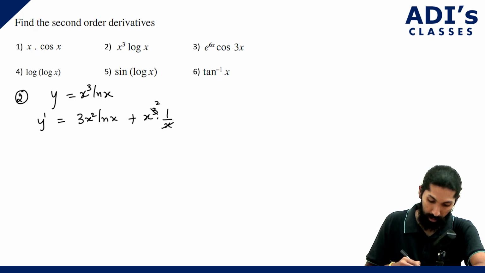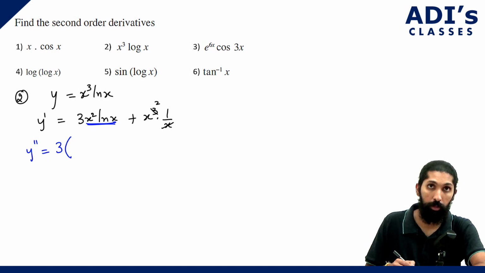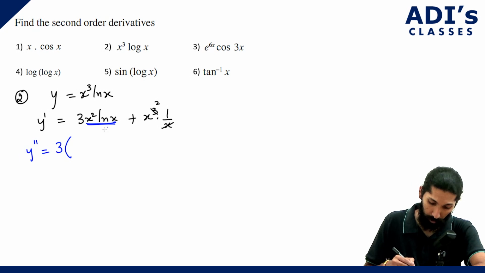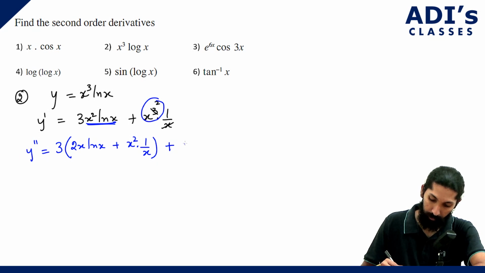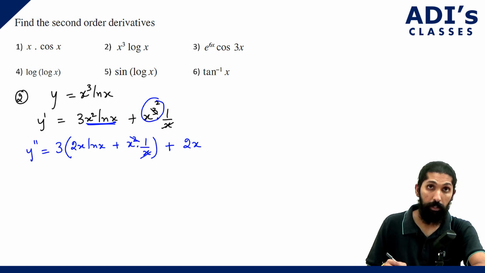Now y double dash, this is going to be 3 times, here you have to apply the product rule, correct? Product rule of this is going to become 2x into log x plus x square into 1 by x, right? Plus here we have x square, correct? X square derivative becomes 2x. Here cancel off these two, multiply.